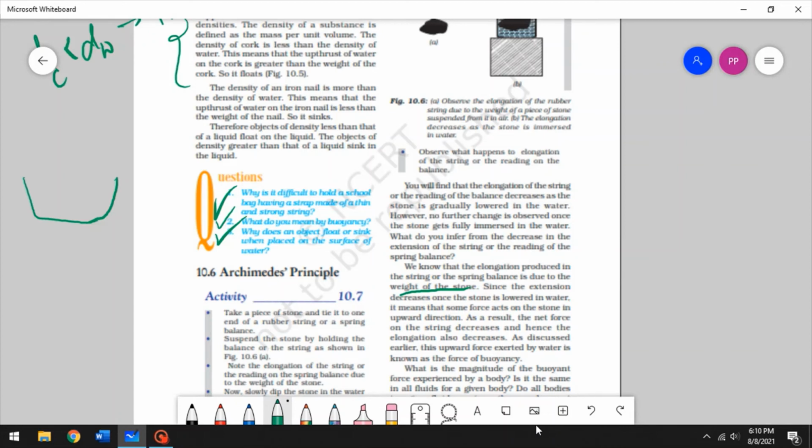Alright, so the net force on the string decreases and elongation also decreases. Right, the upward force exerted by water is known as the force of buoyancy. Alright, so buoyancy is always exerted upwards. That is one thing you need to remember. Buoyancy is always exerted upwards, whether buoyancy is dominating the force of gravity or the force of gravity is dominating buoyancy is what determines whether an object is going to sink or float.